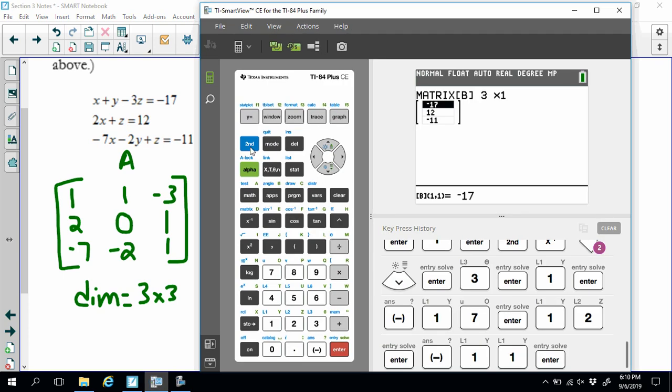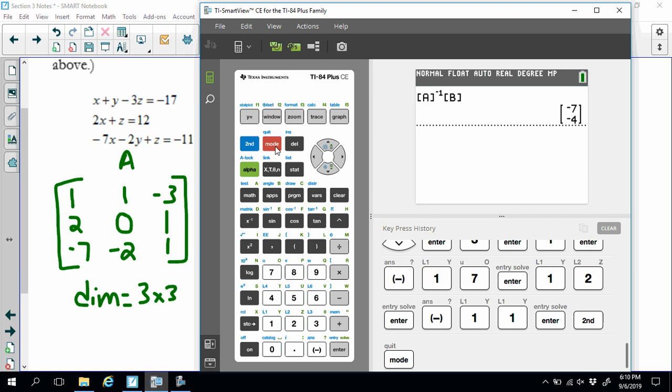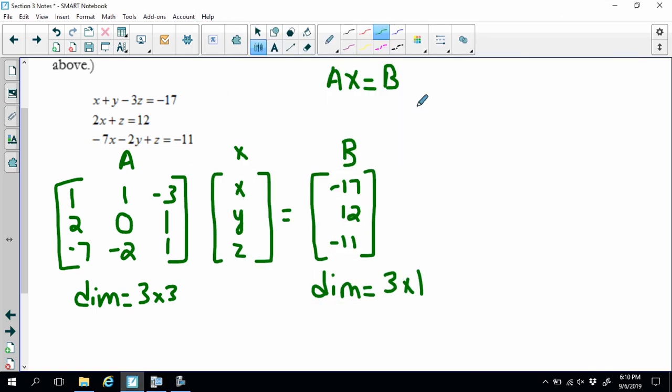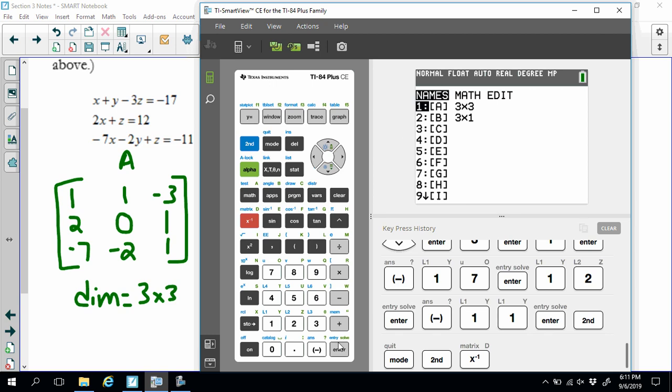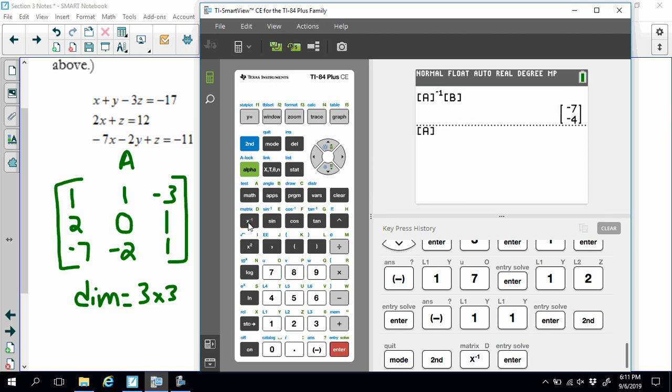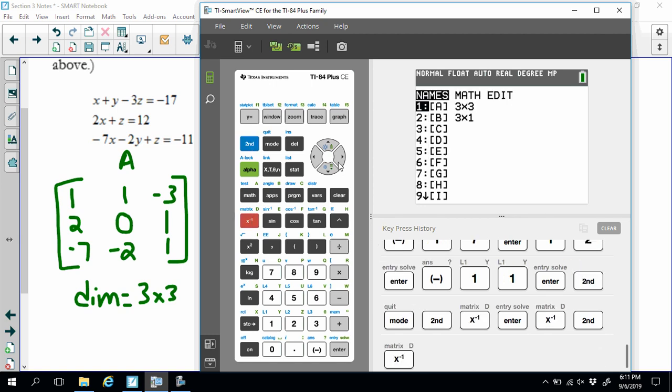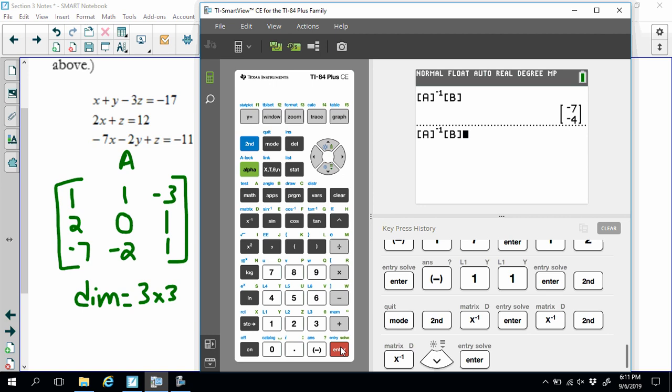Okay, now we need to do second mode. And basically what we have to do is, because we are solving for the X matrix, we're going to do A inverse times B. So we go to second inverse. All we have to do is press enter because we want our A matrix, and then press the inverse key. And then once again, we're going to do second inverse, scroll down to B, and press enter. From here, we press enter one more time, and then it gives us our solutions.